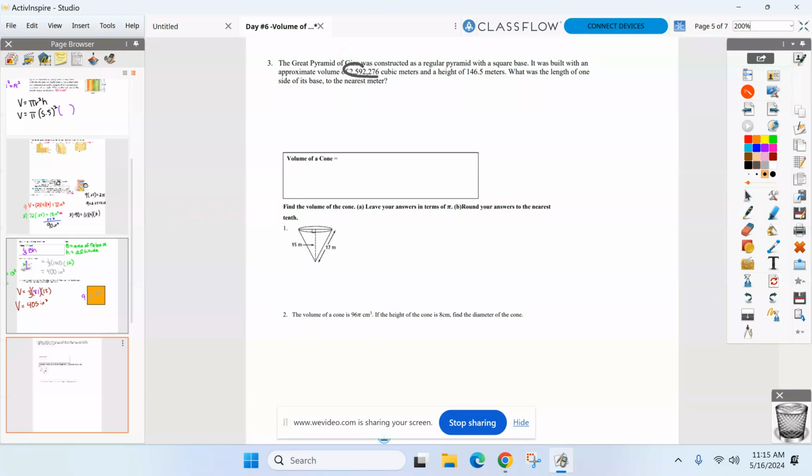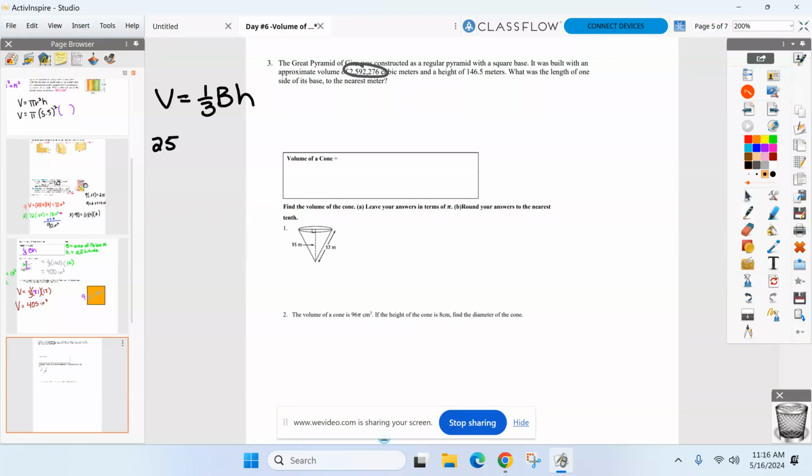I'm giving you guys the volume, huge volume, almost 2.6 million cubic meters, and a height, again, height, not slant height, of 146.5. Now I'm looking for the side of the base. Side of the base. All right, it's a square pyramid. So let's start volume, 1/3 VH. Plug your 2.5 million in for volume.